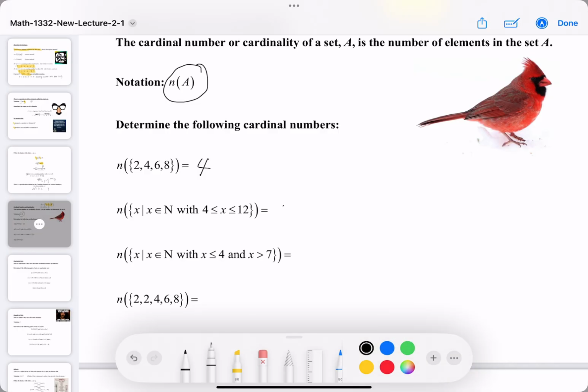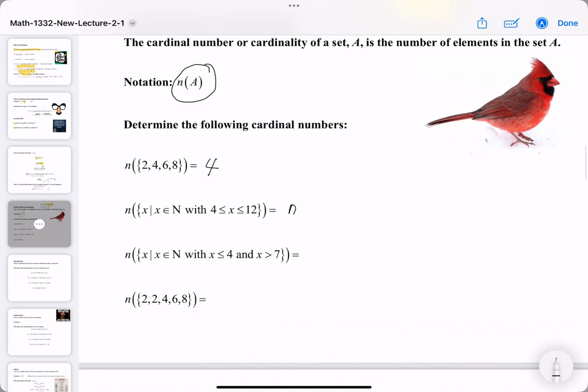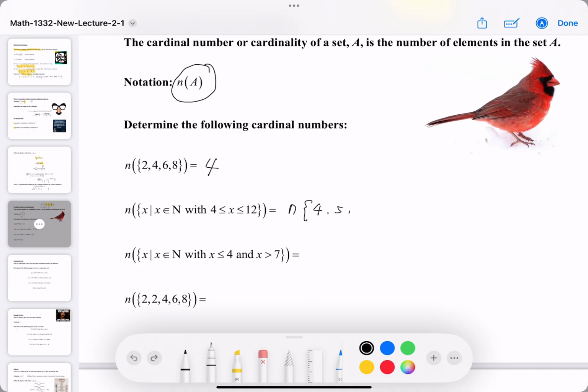Okay, let's use roster notation to describe the set. So the counting numbers starting from 4, 5, 7, oh sorry, I forgot the 6. Where's my 6? 6, 7, 8, 9, 10, 11, 12, that's all. Okay, how many elements here? So we have 1, 2, 3, 4, 5, 6, 7, 8, 9. So cardinality is 9. Okay, how about the next one?